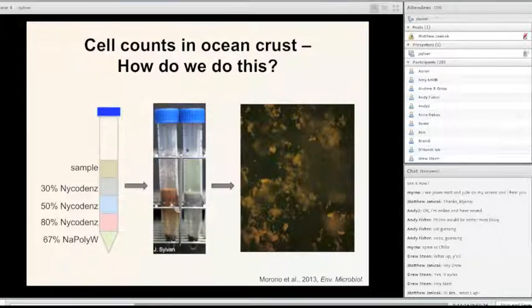And I would say typically I might count somewhere between 600 and 800 fields of view for any one sample, and a lot of times I see something that looks like this, which is not much going on.